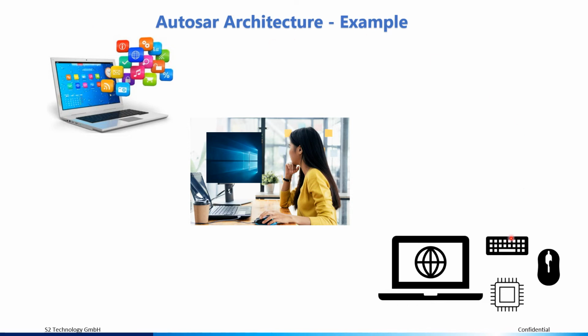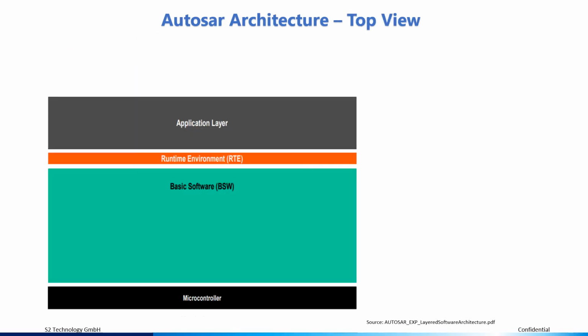So here we can conclude that in AUTOSAR, the computer resembles the hardware, the Windows OS represents the runtime environment, and the applications resemble the application layer. So here is the AUTOSAR architecture, wherein BSW is the basic software layer, then the RTE, which is nothing but acting like an OS. Here is the hardware, like the microcontroller, which is our assembled computer.